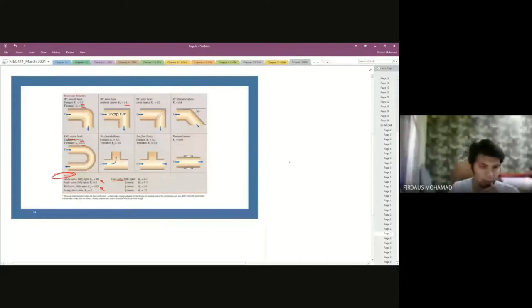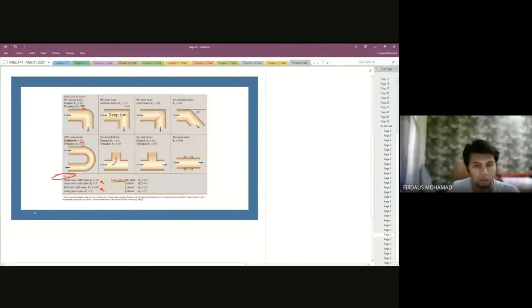Gate valve, basically at your house, before the meter, the flow rate meter. So basically it is considered as a gate valve. You can fully open it or control it to 1/4 close, half close, or 3/4 close. This will contribute to different loss coefficients. So this is about the KL.